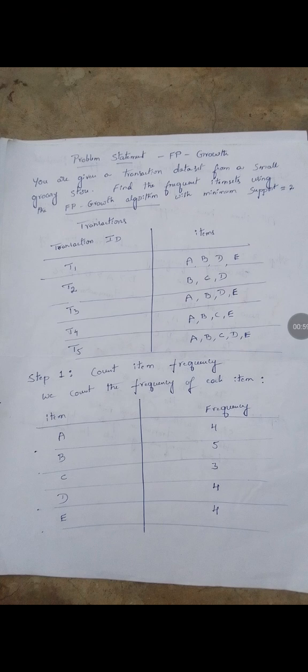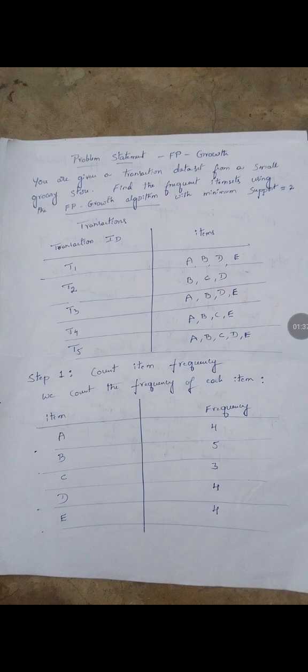purchase different items. T1 is A, D, B, E. T2 is B, C, D. T3 is A, B, D, E. T4 is A, B, C, E. And T5 is A, B, C, D, E. These are the item sets purchased for each transaction, and those 5 transactions are done by different customers.